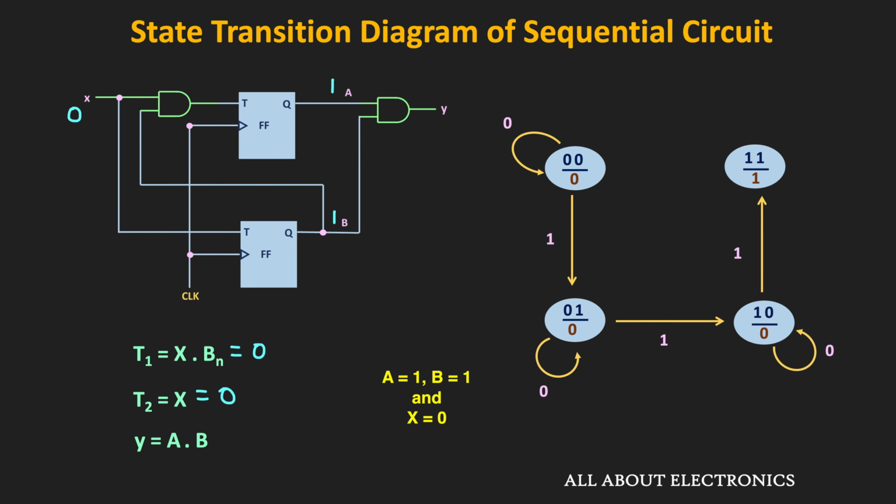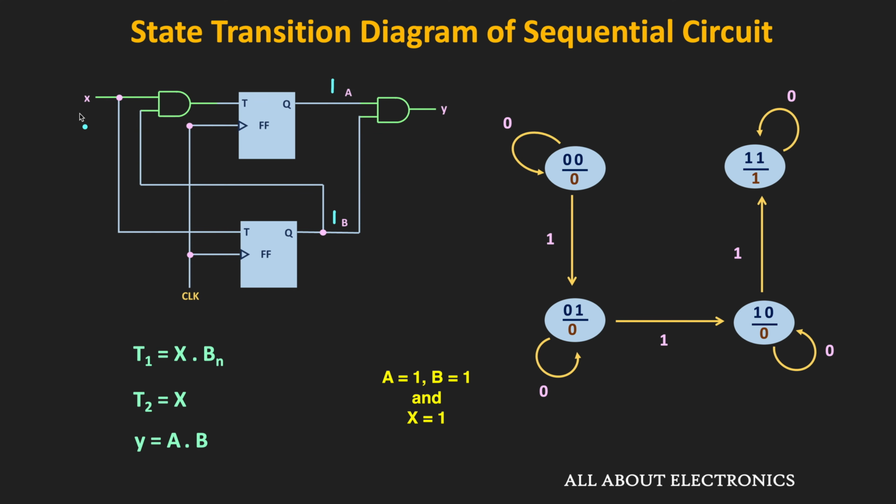That means at the next clock edge also, the output of these two flip-flops will remain same. And since A and B is equal to 1, so the output of the flip-flop will also remain 1. But now let us see what happens when the input x is equal to 1.